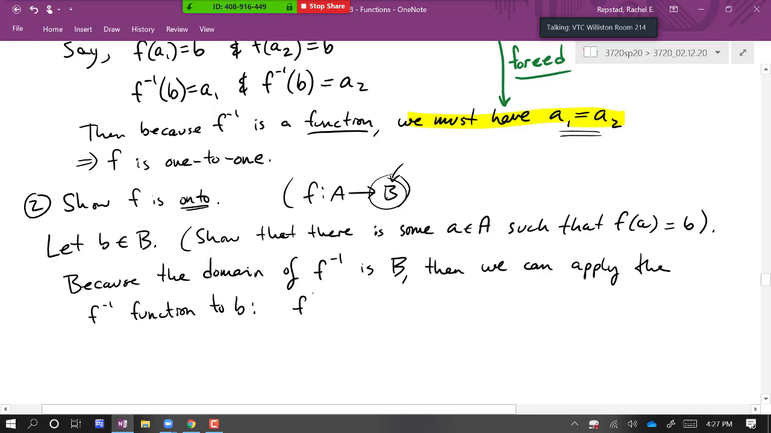So I know that F inverse of B is equal to some element, I'll just call it A1 in A. It sends me somewhere in A. Well, what can I do with this equation? F inverse of B equals A. What can we do from there?